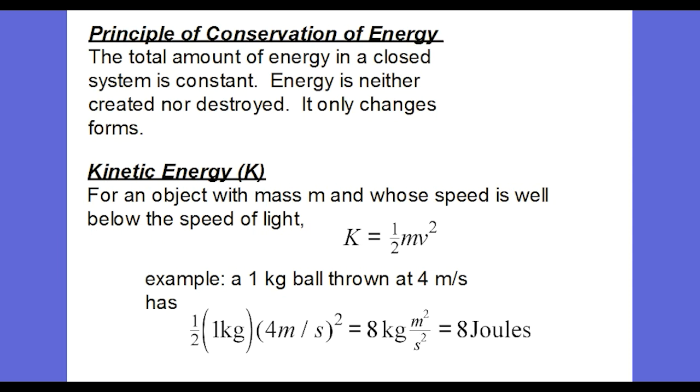First of all, it talks about the principle of conservation of energy. What that says is that there's always the same amount of energy within a closed system, and the energy can change forms, but the total amount doesn't change. In other words, energy cannot be created from nothing, and energy is not destroyed. It doesn't disappear, and it doesn't appear out of nowhere. Energy can change forms, however.